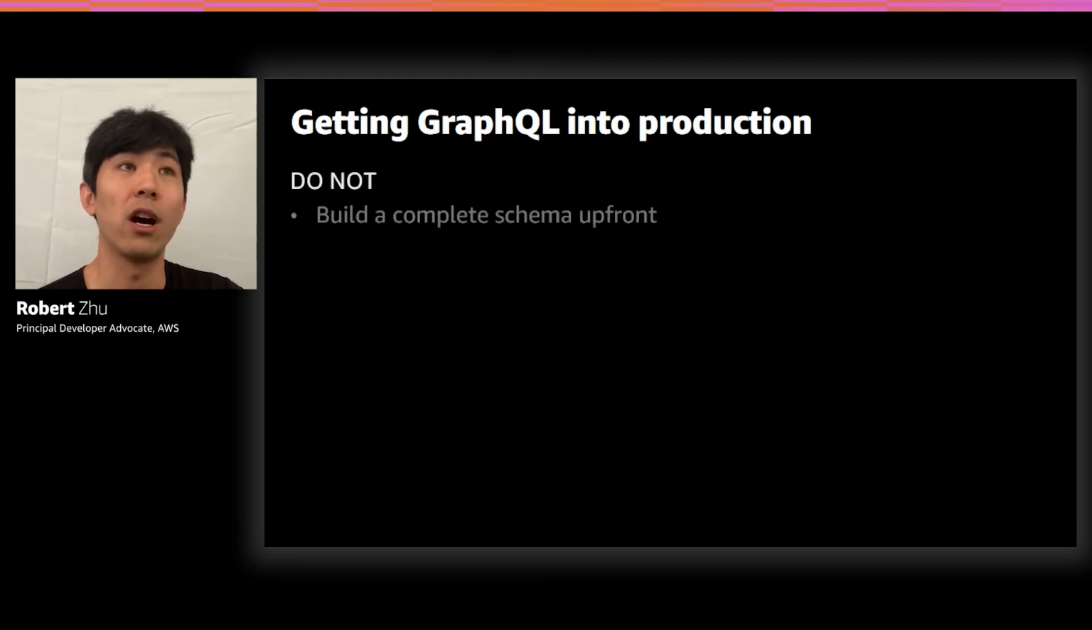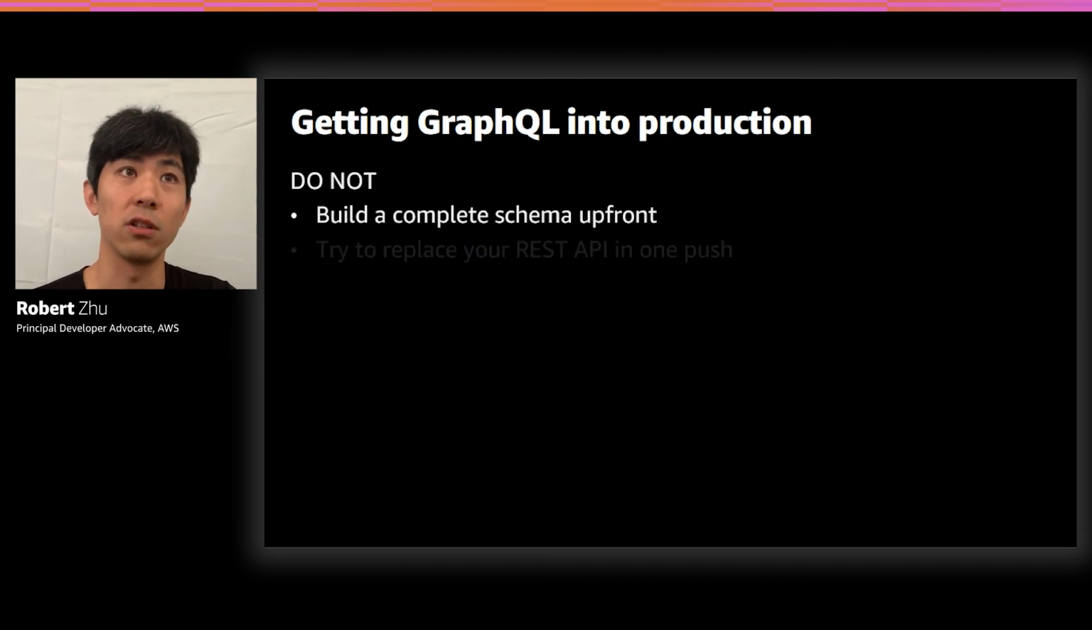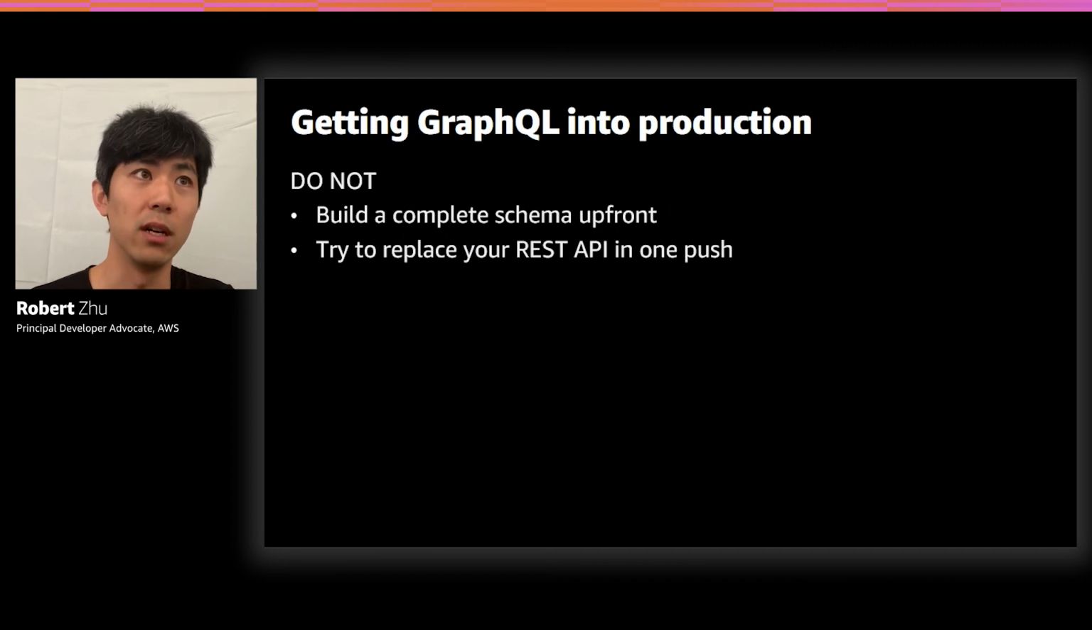So do not build the entire schema up front. I know it's very tempting to look at your business domain problem and go, oh, okay, we can turn this into a GraphQL schema all in one go and then replace the REST API. No, don't do that either. Start slow, build one query, build the minimum useful piece of functionality, and then gradually expand it. Incremental is the way to win.